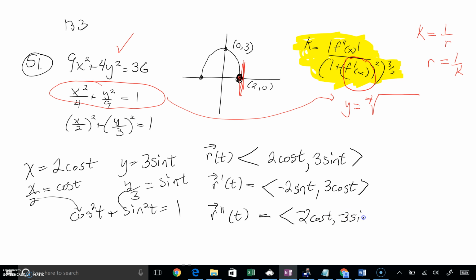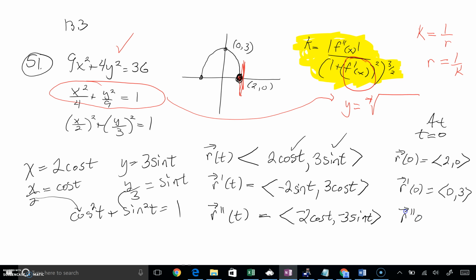Now, of course, we also want to make note that at t equals 0, r of 0 would be the vector 2 comma 0. You can plug 0 in for both of these. Cosine of 0 is 1, sine of 0 is 0. r prime of 0, in a similar way, would be 0 comma 3. And r double prime of 0, likewise, we could work out to be negative 2 comma 0.